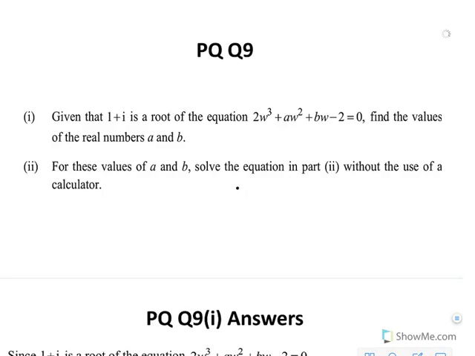Given that 1 plus i is a root of the equation 2w cubed plus aw squared plus bw minus 2 equals 0, find the values of the real numbers a and b.